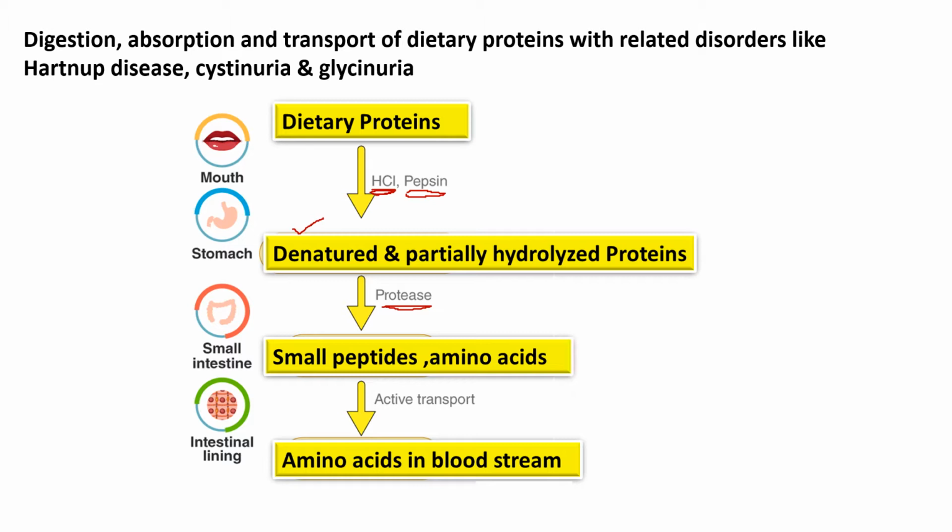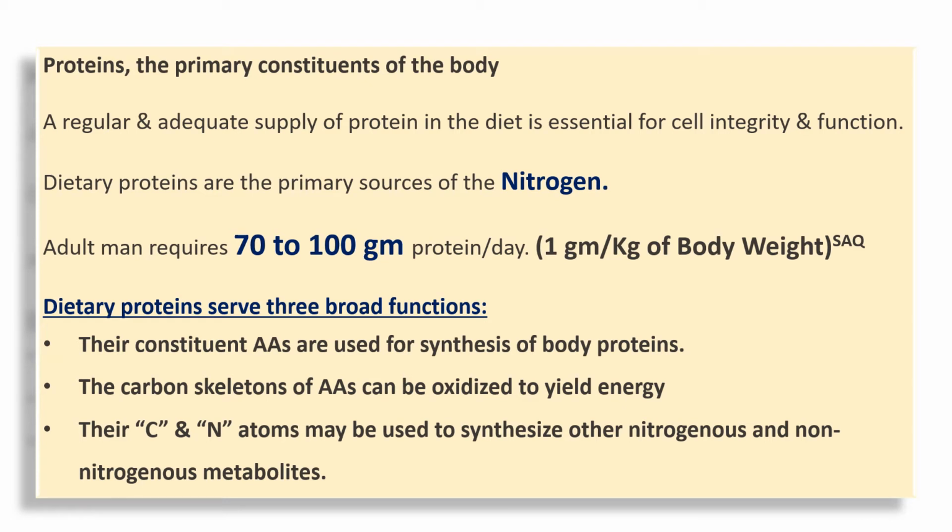Let's start the topic. About 70 to 100 gram of dietary protein, obtained from both animal and plant sources, needs to be digested daily in an adult. Dietary protein is mainly required for tissue repair and growth. The major sources of dietary proteins are milk, cheese, egg, meat, fish, liver, pulses, and nuts. And the casein and albumin: casein is from milk and albumin is from egg.